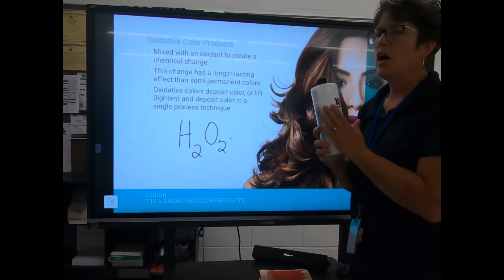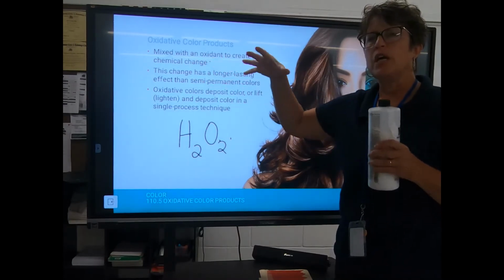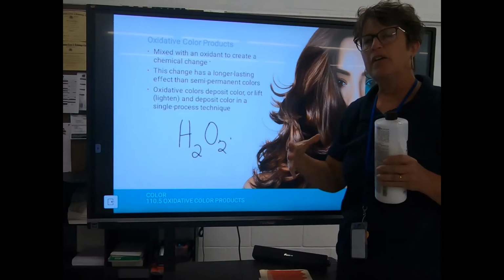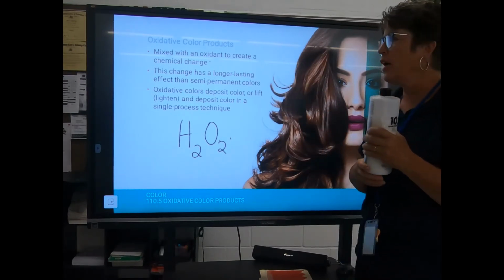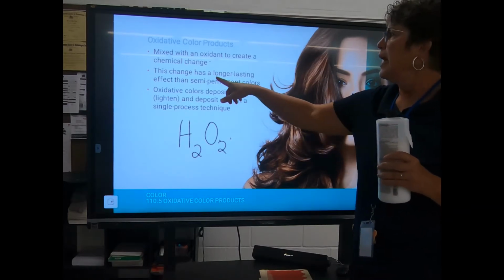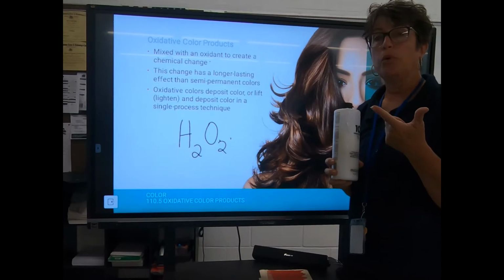So this is the oxidant. And it creates a chemical change, not a physical change. It's not just coating the outside of the hair now. It's actually going in and it's changing your natural hair color. All right? It has a longer lasting effect than semi-permanent. So this could be demi or permanent.